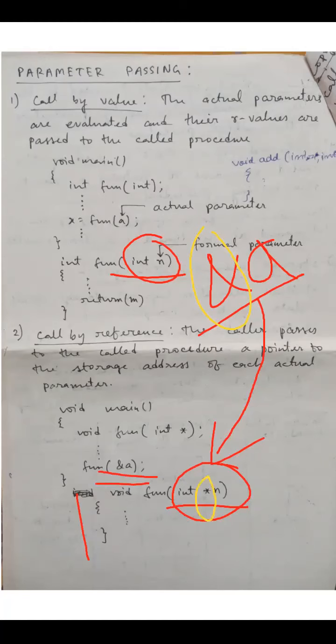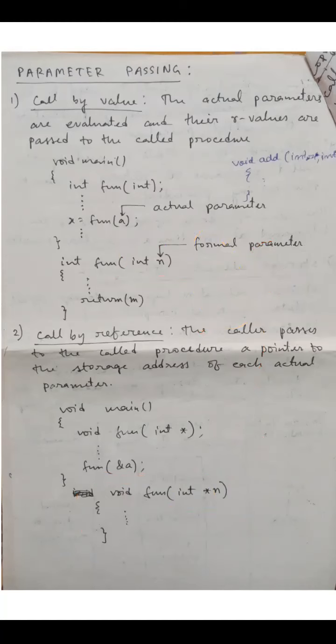So when we call a function by putting an ampersand at the argument, you must write a star at the function definition, because here you are passing an address rather than a value. This is called call by reference. Is it clear to all of you? Call by reference, call by value. Yes, sir. Okay, so this part is almost clear.